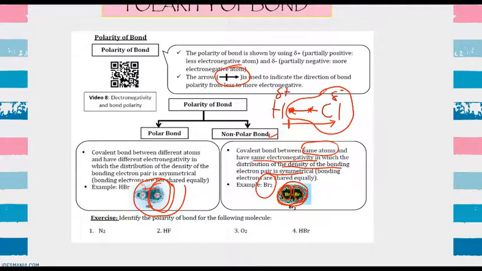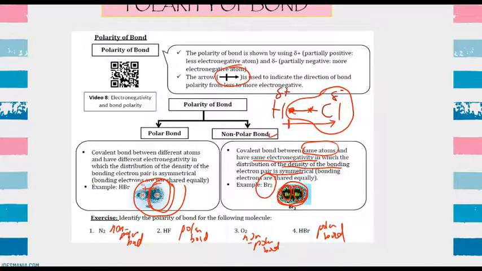Identify the polarity of bond for the molecule. So N2, it happens between the same atom. So this one must be non-polar bond. HF, between two different atoms. Fluorine is more electronegative compared to hydrogen. So this one must be polar bond. O2, same electronegativity. So this is non-polar bond. So HBr, different electronegativity. Bromine is more electronegative compared to H. So the bond between H and bromine is a polar bond.